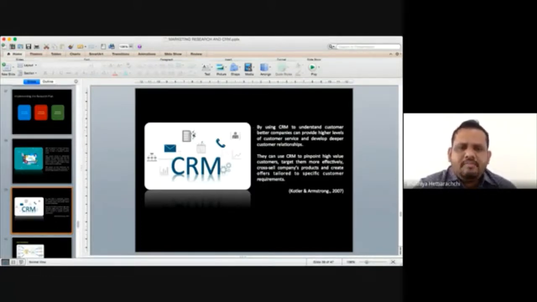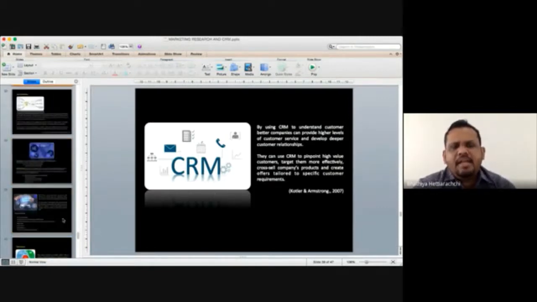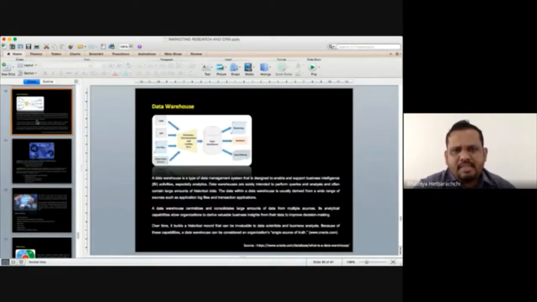So CRM system of a company is part of gathering data, gathering information, and also using information to be more proactive rather than reactive, right? So CRM and marketing information goes hand in hand, and it serves both ways. Like CRM will gather information, at the same time it uses the information to stay proactive in the business.